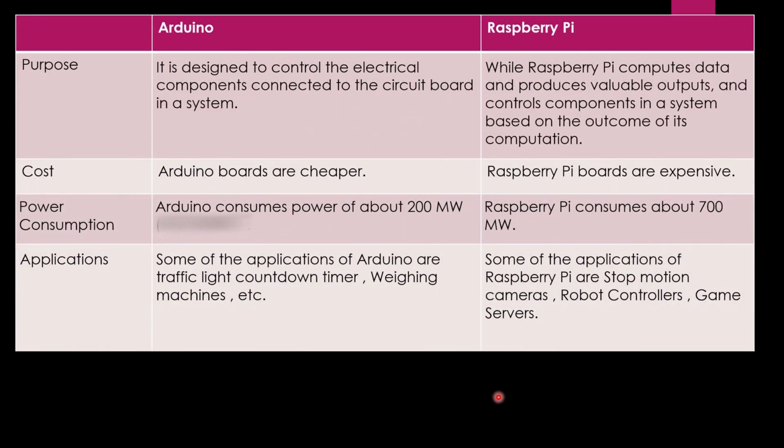Because of the complexity of hardware and the purpose of both the boards, Arduino boards are cheaper than Raspberry Pi, which are quite expensive. Also, an Arduino board consumes about 200 milliwatts of power, whereas a Raspberry Pi board can consume up to 700 milliwatts of power. Arduino boards have been designed mainly to control the electrical components connected to their circuit board, and Raspberry Pi boards compute data and produce valuable outputs and control the components in a system based on the outcome of these computations.